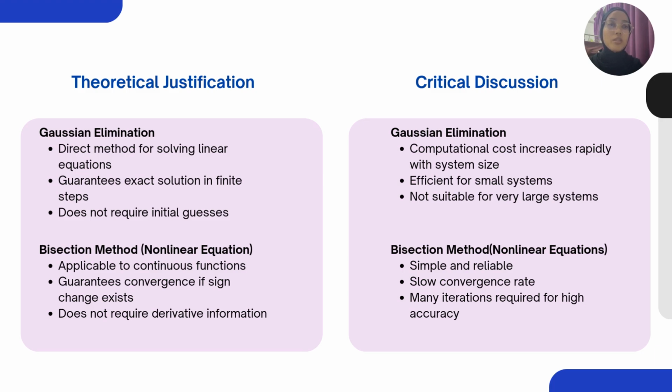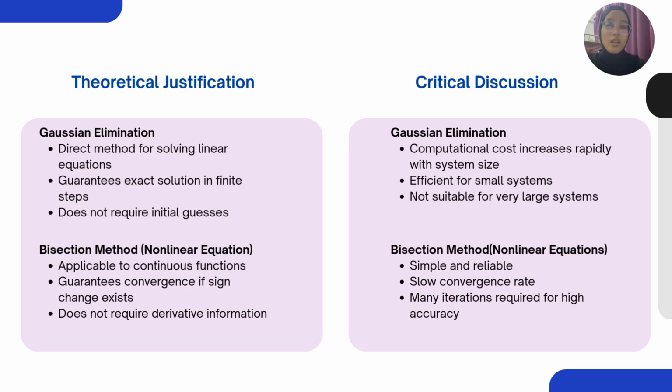Despite its reliability, the bisection method has some drawbacks. Its convergence rate is relatively slow compared to other root-finding methods. To achieve high accuracy, many iterations are required, which increases computation time. Therefore, while the method is very stable and dependable, it may not be the most efficient choice when faster convergence is needed.